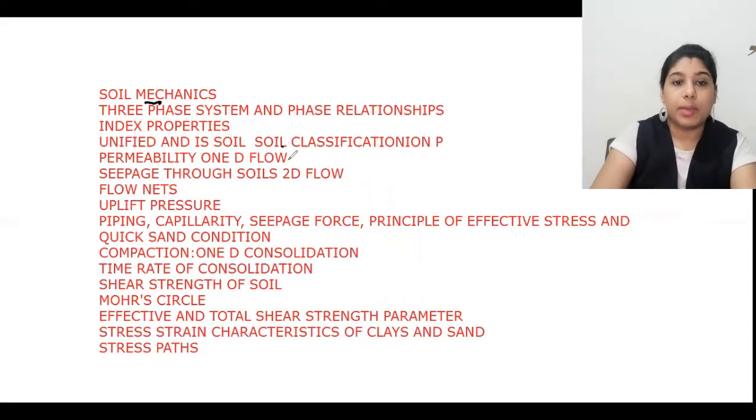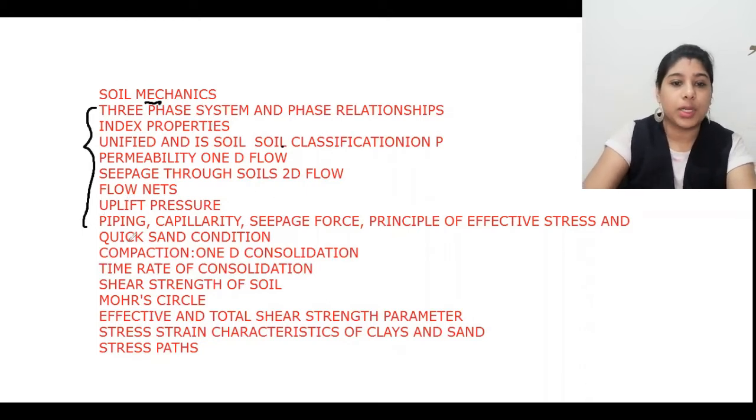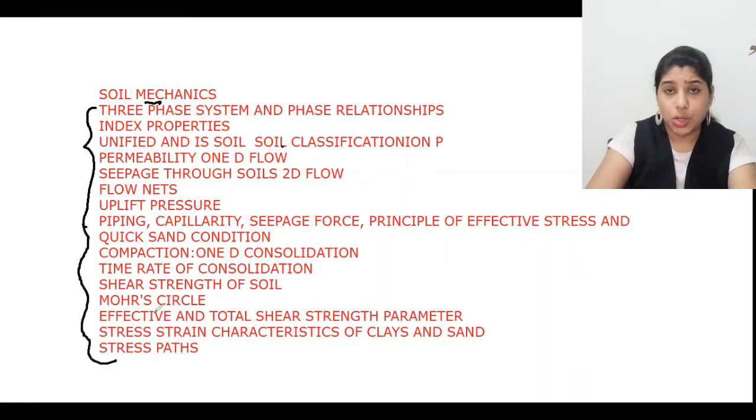So in soil mechanics, we will study these topics: three-phase system, phase relationship, index property, unified and IS soil classification, permeability 1D flow, seepage 2D flow, flow net, uplift pressure, piping, capillarity, seepage force, principle of effective stress and quicksand condition, compaction, 1D consolidation and time rate of consolidation, shear strength and Mohr's circle, effective and total shear strength parameters, stress-strain characteristics of clays and sand, and lastly stress paths. These all are portions of the GATE syllabus.